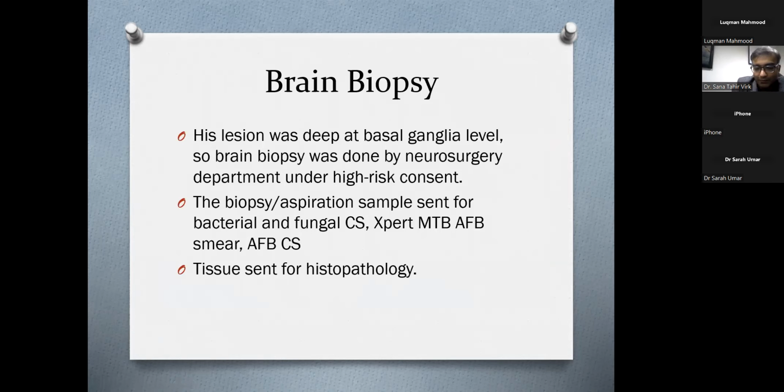So over to Madam Sana again. His lesion was deep at the basal ganglia level, and brain biopsy was very risky. We somehow convinced the neurosurgery team to do the brain biopsy, and they did it under high risk consent. Aspiration or biopsy of the sample was done, and it was sent for bacterial and fungal cultures and other microbiological studies, and also for histopathology.